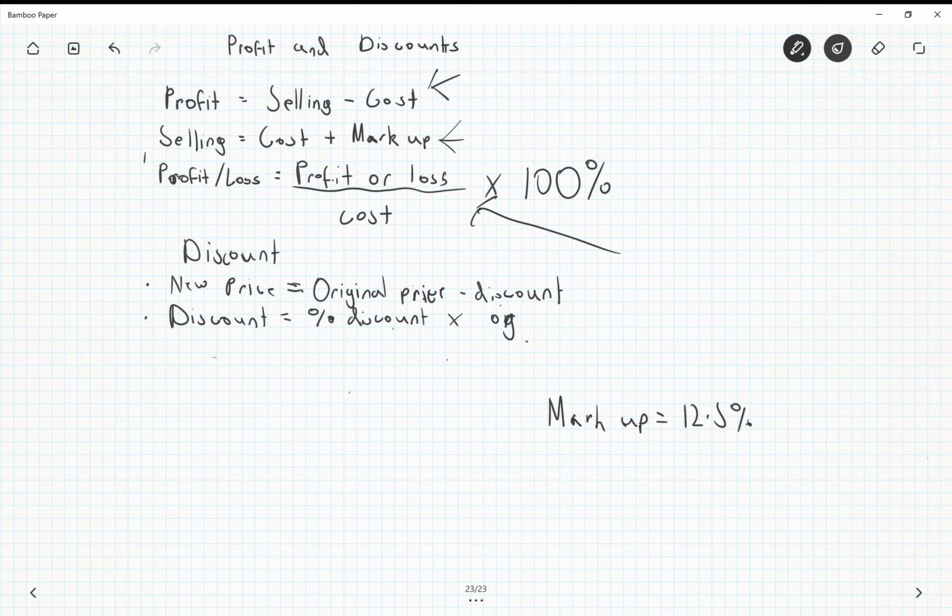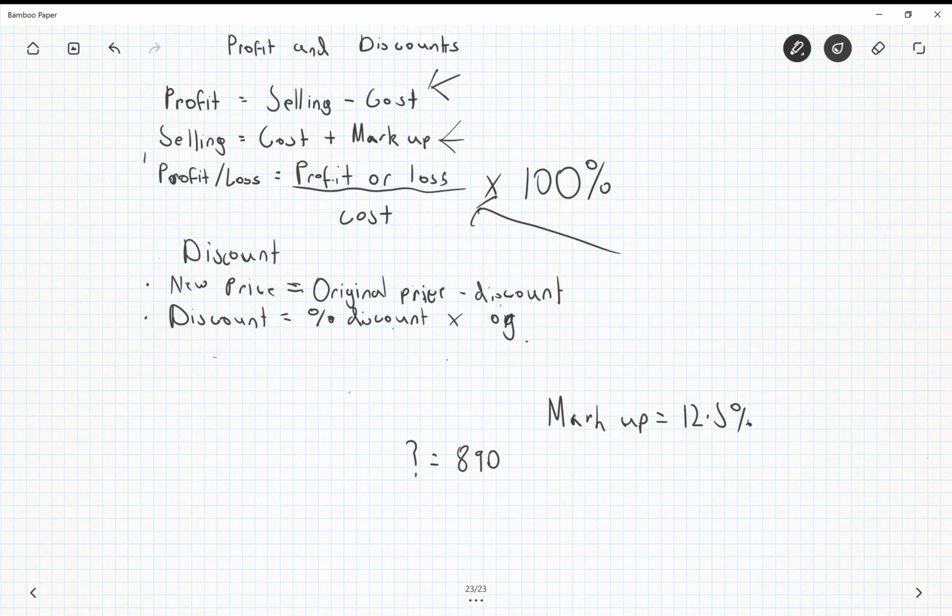Okay, so we've already shown how you find the selling price of something when you have a cost and a markup. So the selling price is a question mark. That would equal the cost, which was 890, plus the markup, which is 12.5%. Now, how do we find 12.5% of 890? Because we know the markup is the percentage increase of a cost price, right?